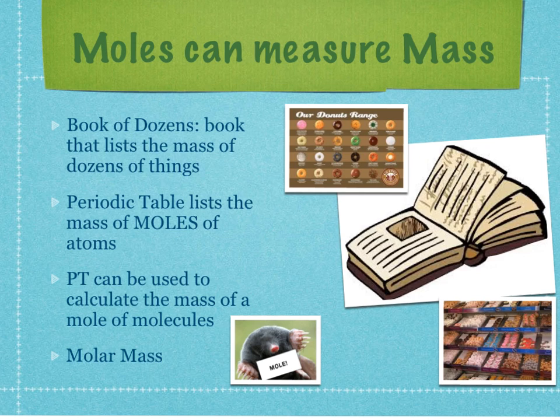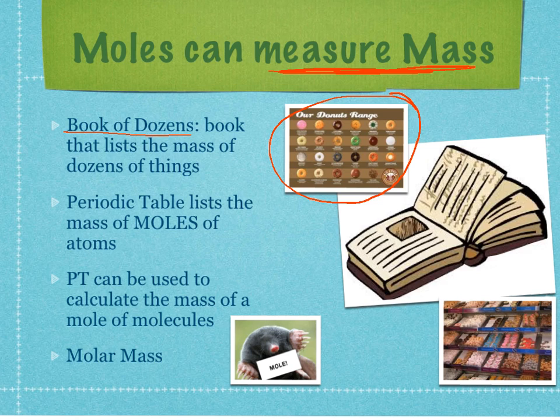Moles and dozens can both be used to count numbers of items. Moles, however, can also be used to measure mass. Imagine if there was a book that somebody put together where they took the mass of a dozen items and put it in the book. So imagine this book of dozens listed everything you could possibly imagine. How much 12 elephants weighed, how much 12 mice weighed, and maybe even how much the yummy donut weighed.